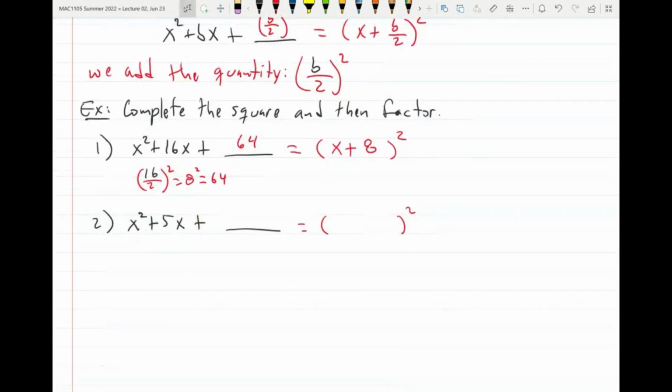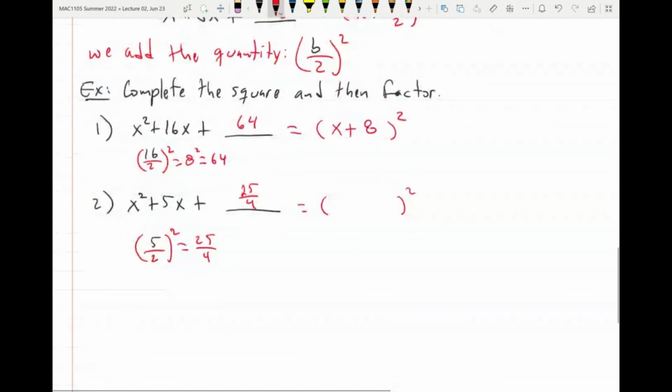Okay, the next one. What do we need to have in the blank? 25 over 4. Good. Does everybody understand where the 25 over 4 is coming from? Just follow the formula. You take your 5, which is our b here, and then divide by 2 and square it. It's just that here 5 divided by 2 doesn't simplify nicely like in the previous cases, and that's fine. Nothing wrong with that. Then when you square it, you get 25 over 4. So that's what we need to have in there.